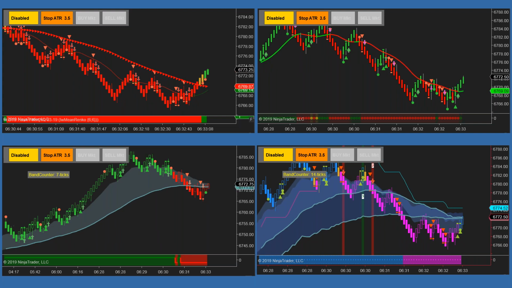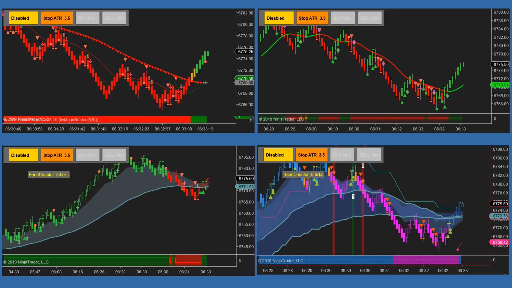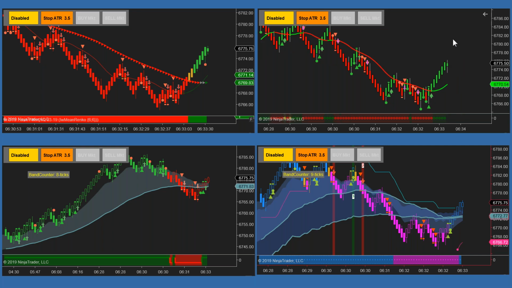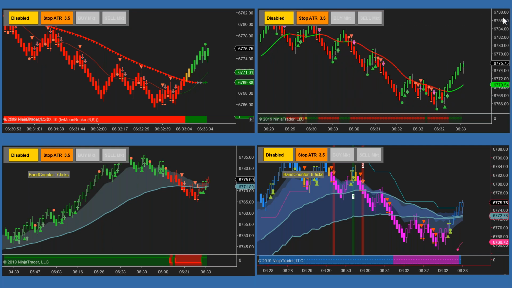Seems to be a really big deal with Ninja 8 is how many days you load. The more days you load, it will tend to take an eternity to load it up. So try to keep the number of days that you have loading to a minimum, and it will boot faster.